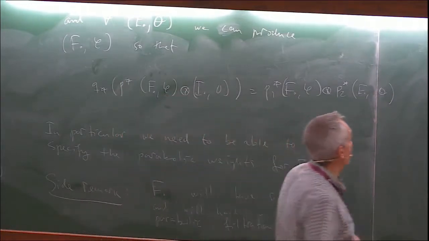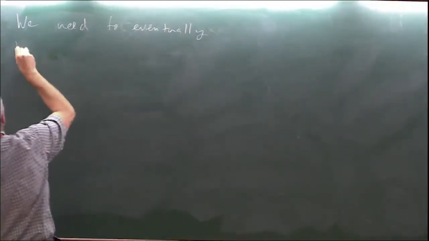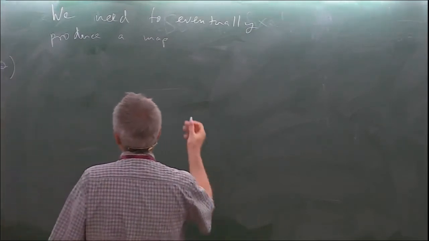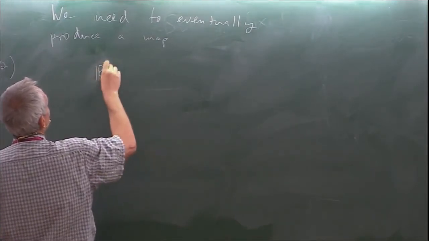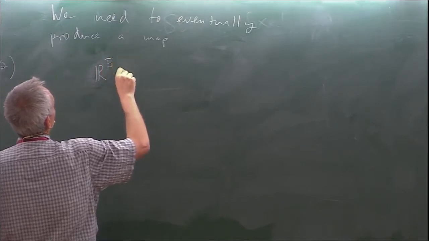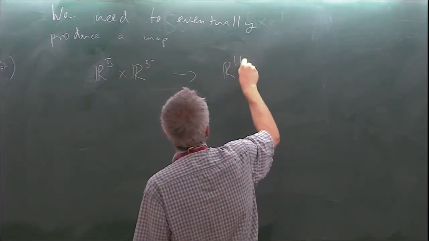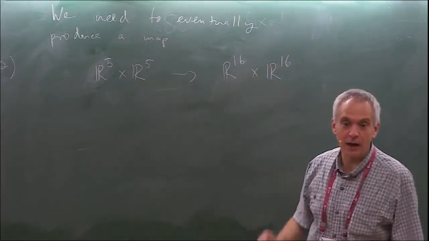So there is a map, so if we can solve this problem, we need to eventually produce a map. And in fact, it has to be a linear map from the space of parabolic weights on P1 to the space of parabolic weights on the surface. So it's going to go from R to the fifth cross R to the fifth to R to the 16th cross R to the 16th. Right. There are two for each point and there are two for each line.